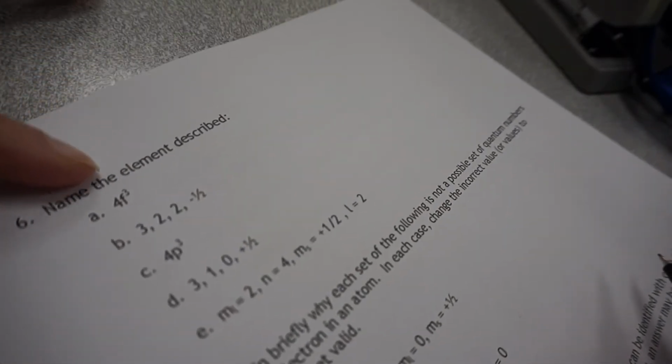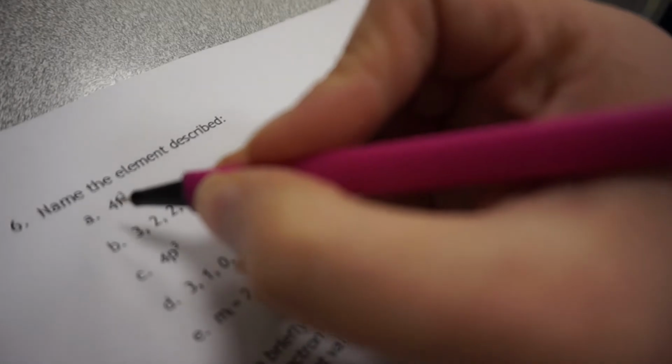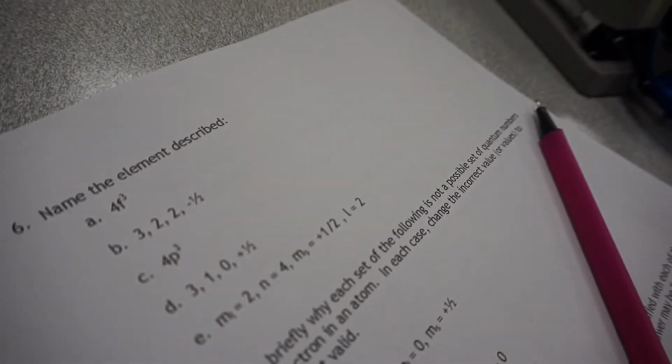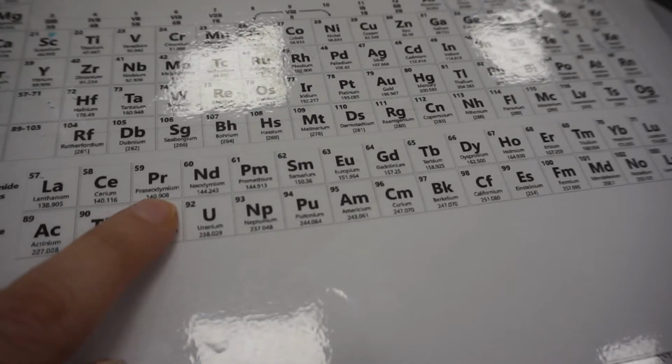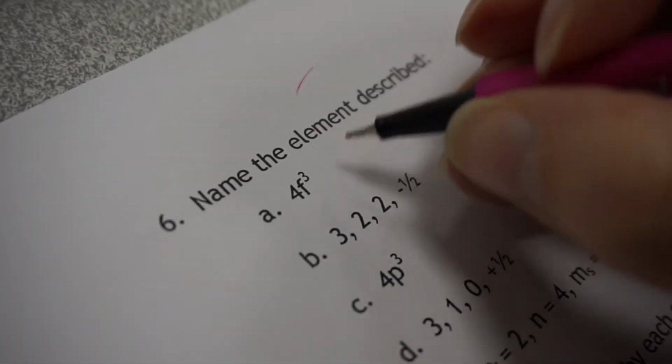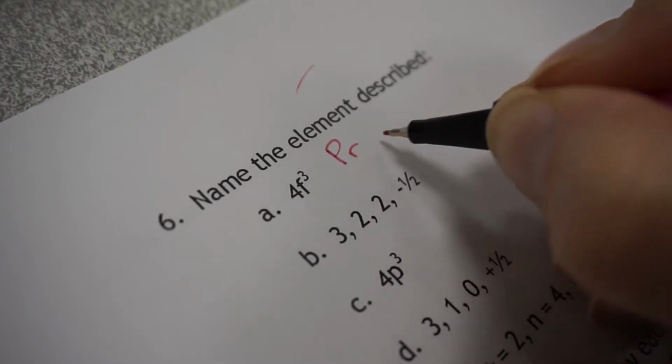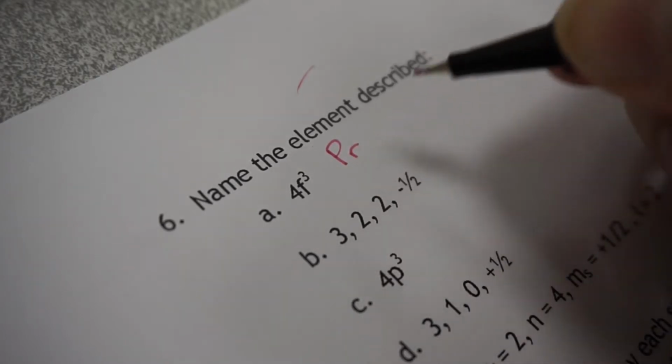Name the element described. So 4f3, you would just look over here. Remember, this is 4f, and that's 1, 2, 3. So that would be Pr. Okay, so for 4f3 it would literally just be Pr. That's more of a review from what we've done.